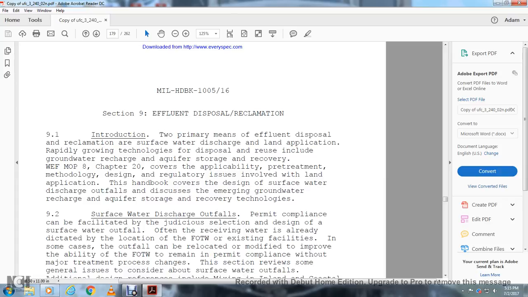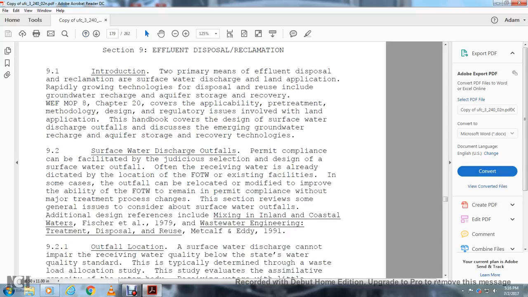disposal and reuse include groundwater recharge, aquifer storage, and recovery. The Water Environment Federation, MOP 8, Chapter 20, covers the applicability, treatability, pre-treatment methodology, design, and regulatory issues involved with land application. The handbook covers the design and surface water discharge outflows, and discusses emerging groundwater recharge and aquifer storage and recovery technologies.